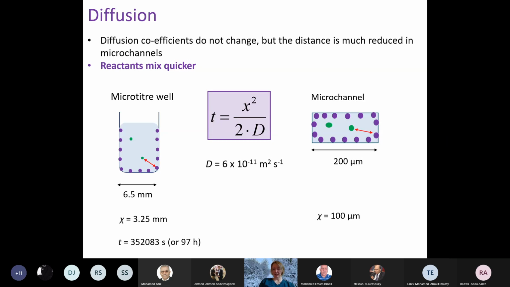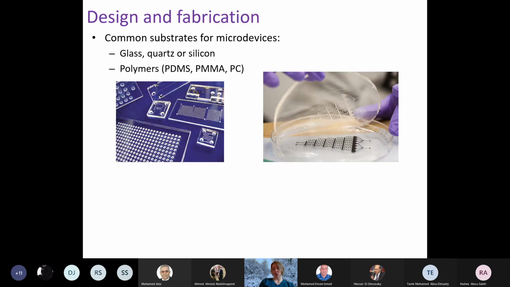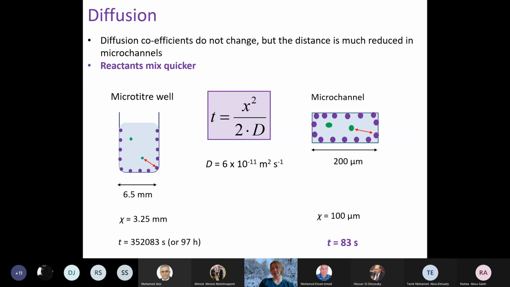However, if you look at the microtiter well, if you were not mixing by any other means, only by diffusion, then this would take about 97 hours for that molecule to diffuse to the side of that well. For a microchannel to travel 100 micrometers, we're only talking 83 seconds. So you can see instantly how much quicker it is to do reactions in a microchannel. And this is nothing to do with the rate of reaction, it's just that the dimensions of that channel mean that things mix much quicker.